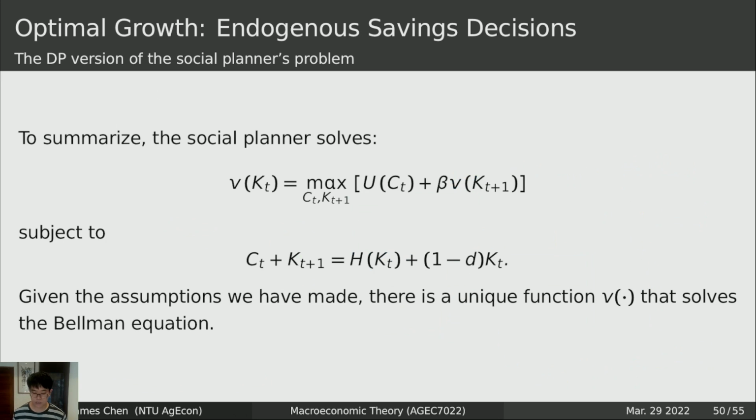Okay, so to summarize, the social planner's problem becomes V of kt equals max over ct and kt plus 1 of u of ct plus beta times V of kt plus 1, subject again to this equation, the relationship between kt and kt plus 1. Given the assumptions we have made about the function u and the function f, or basically the function h, there is a unique function V that solves the Bellman equation. Remember, this is because we have this strong assumption about the function. That's why we can mathematically prove there's a unique function V that solves the Bellman equation. It could be the case that you cannot find a solution to this Bellman equation, or there is more than one solution, both are possible.